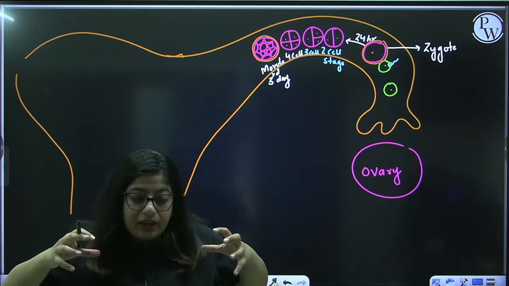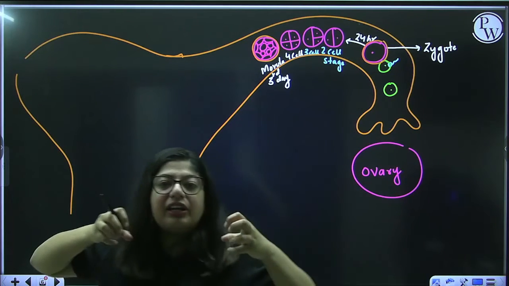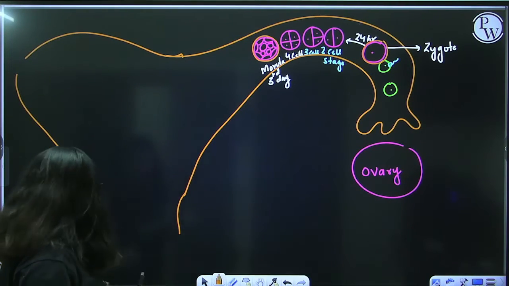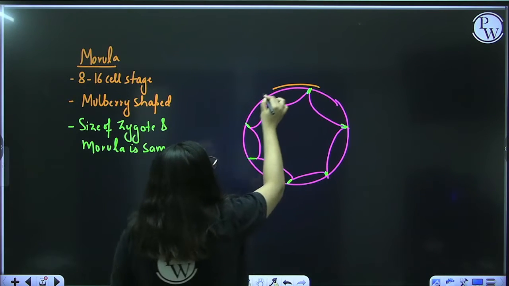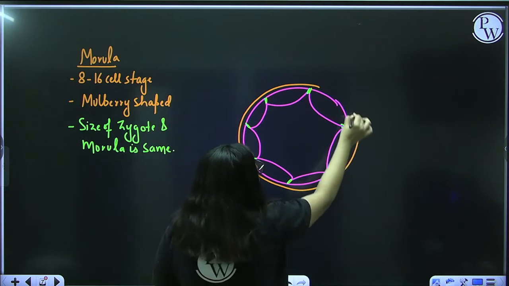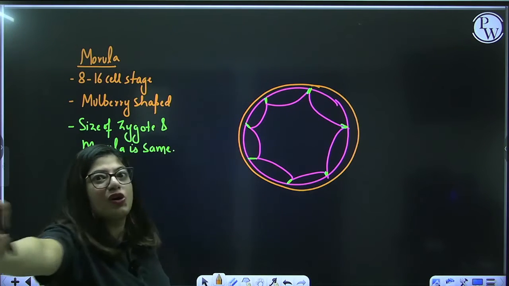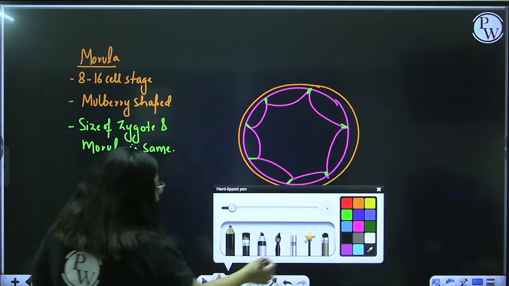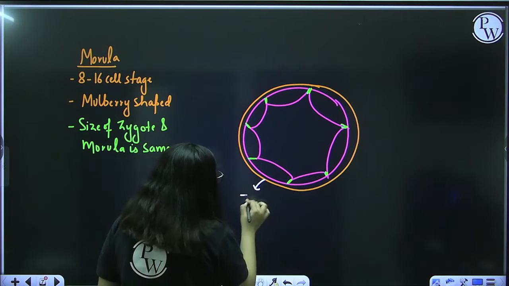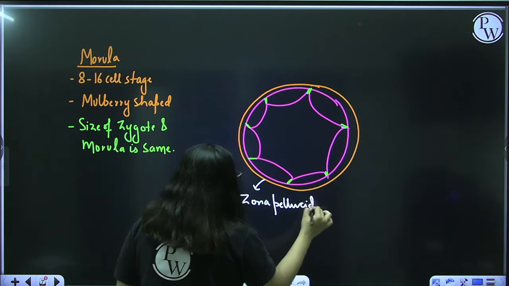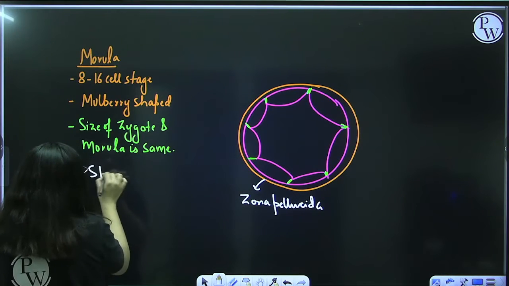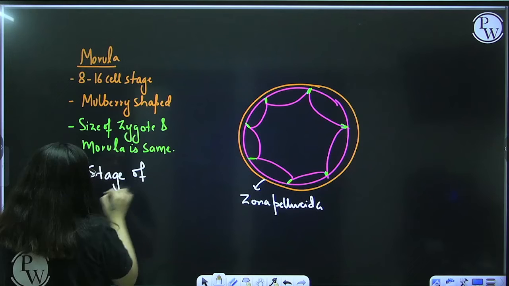That's another reason the size is the same. When the number of cells increases, it will create pressure. So all the cells are very tightly packed because there is also a layer of zona pellucida around it. It has not gone anywhere, right? It has zona pellucida around it and the cells are very tightly packed. So this is known as the stage of compaction. The morula is known as the stage of compaction.